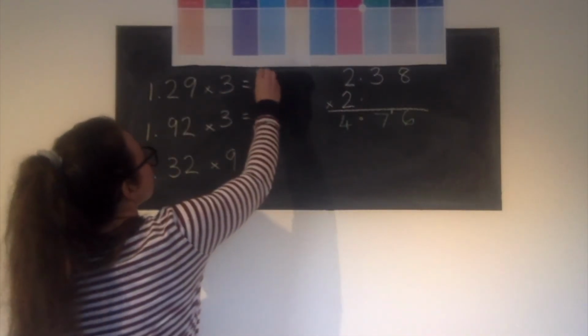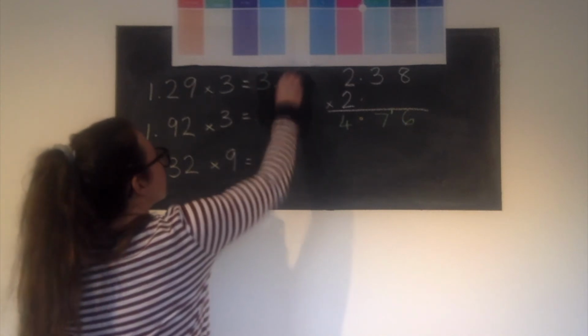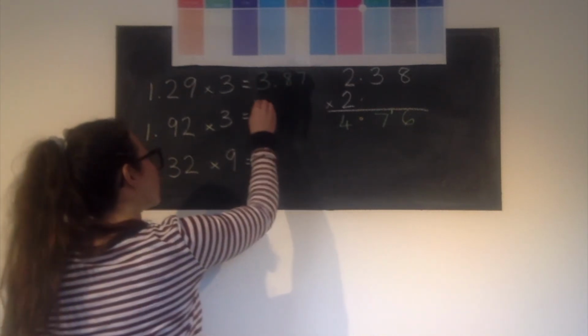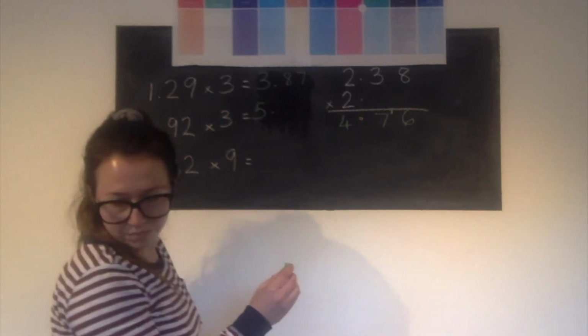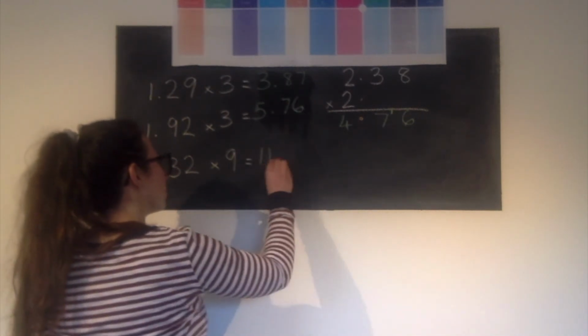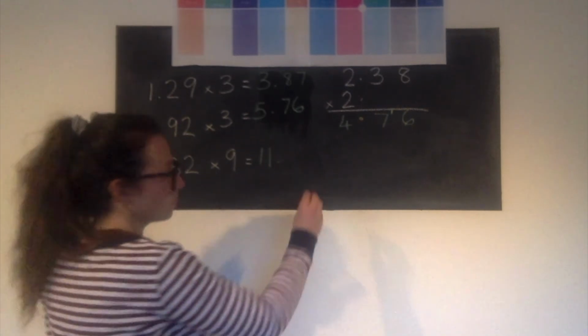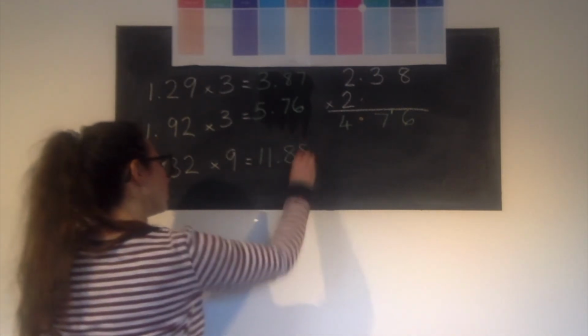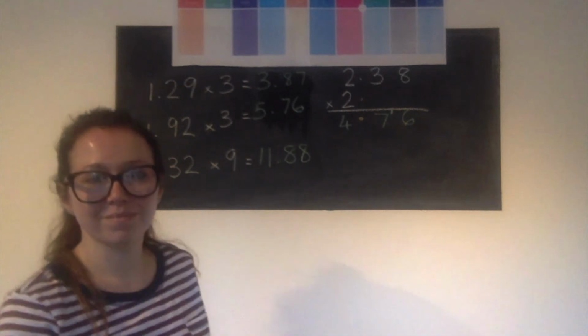Now the answers for the next 3. So 1.29 multiplied by 3 should give you 3.87. 1.92 multiplied by 3 should give you 5.76. And the last one, 1.32 multiplied by 9 should give you 11.88. Well done if you got those. If you didn't get those, don't worry, go back and have a look at the 2 methods and choose the one that you find most comfortable with.